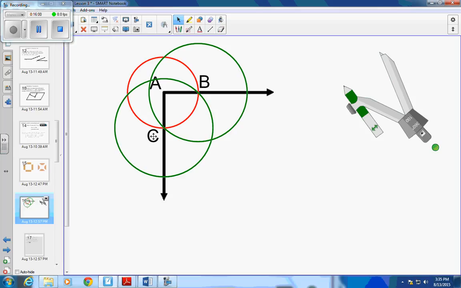And now my circle C and my circle B, the two green ones, intersect at two places. And I'm going to label the one that's on the interior of my angle D. So now that I've labeled that D, the last step of this is I'm going to just draw ray AD. And I have now bisected my angle.